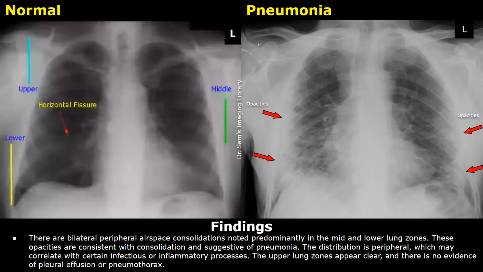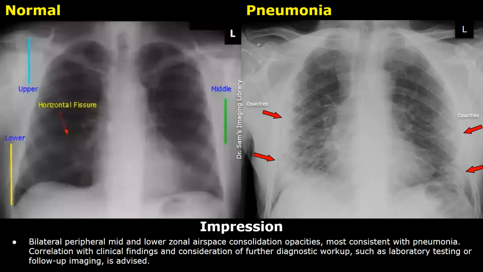The distribution is peripheral, which may correlate with certain infectious or inflammatory processes. The upper lung zones appear clear, and there is no evidence of pleural effusion or pneumothorax. This is the impression: bilateral, peripheral, mid, and lower zonal airspace consolidation opacities, most consistent with pneumonia. Correlation with clinical findings and consideration of further diagnostic workup, such as laboratory testing or follow-up imaging, is advised.